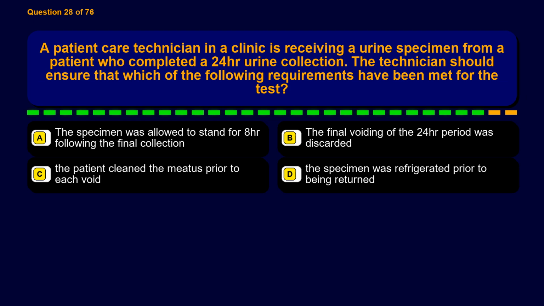Question 28. A patient care technician in a clinic is receiving a urine specimen from a patient who completed a 24-hour urine collection. The technician should ensure that which of the following requirements have been met for the test. Option A, the specimen was allowed to stand for 8 hours following the final collection. Option B, the final voiding of the 24-hour period was discarded. Option C, the patient cleaned the meatus prior to each void. Option D, the specimen was refrigerated prior to being returned.